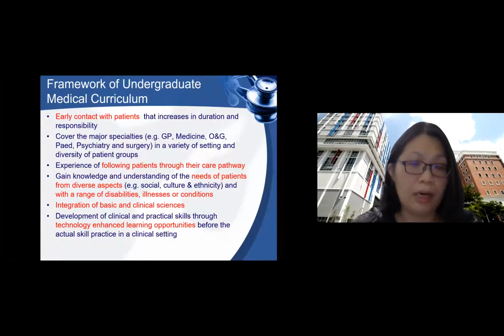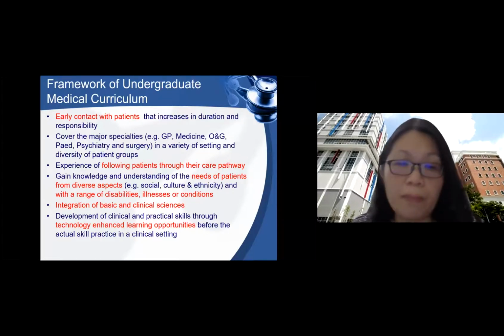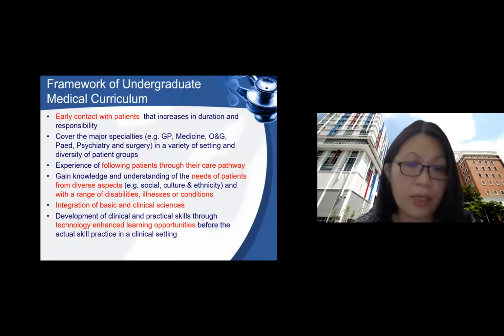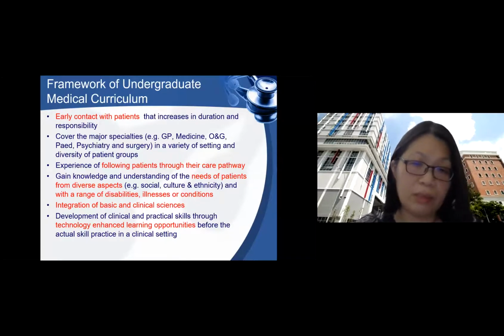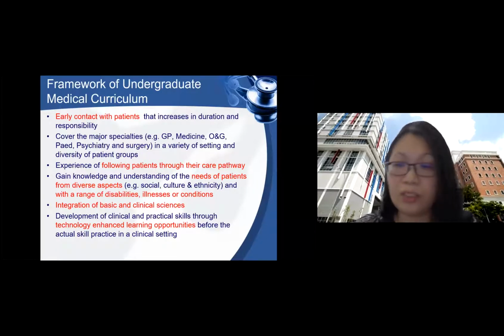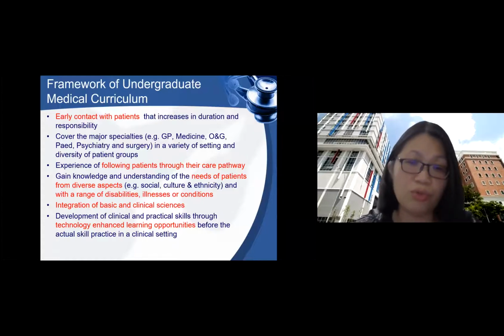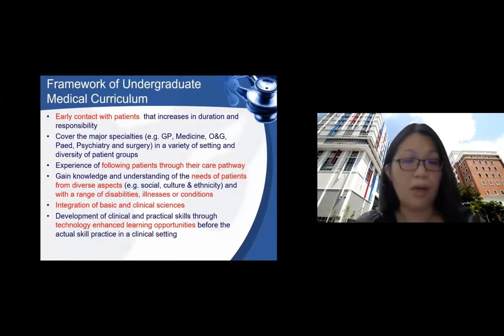And the program should provide a platform for the student to integrate the basic and clinical sciences. Now, one of the methods that we use is task-based learning as well as problem-based learning, to help the student integrate the basic and medical sciences.